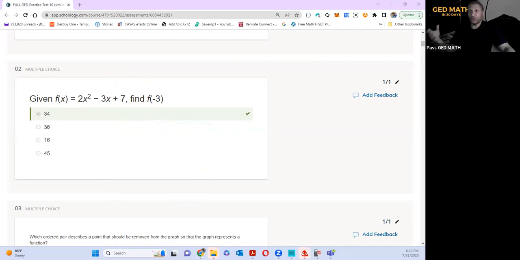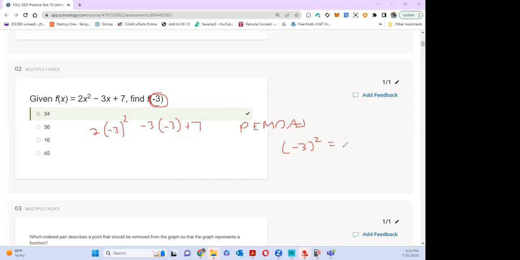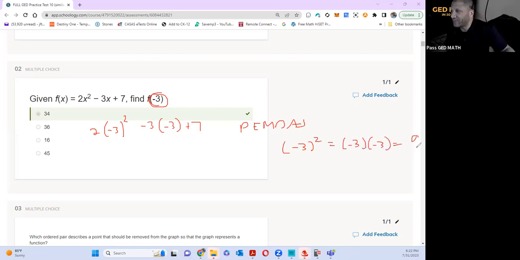This is what I need you to do when you are trying to evaluate a function. If they give you a negative number to plug in, I want you to put that negative in parentheses. Because now, according to the order of operations, I'm supposed to do exponents first. -3 squared is the same as -3 times -3, which is not -9, it's positive 9.